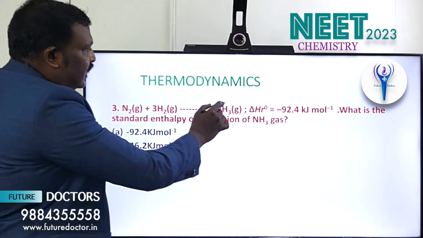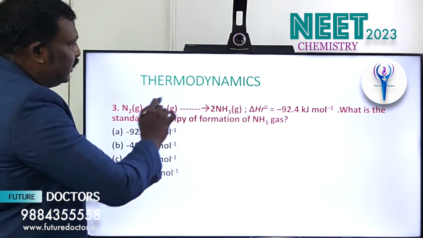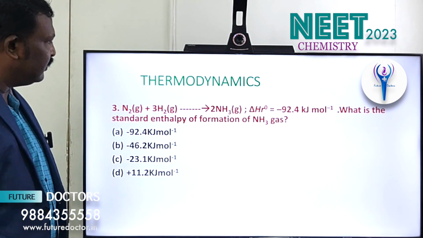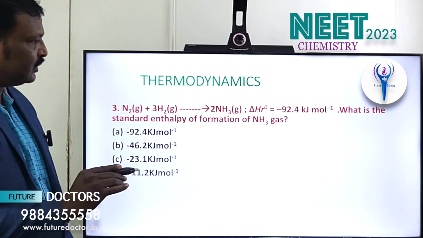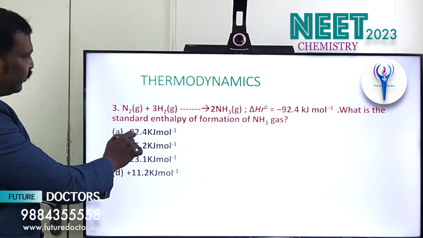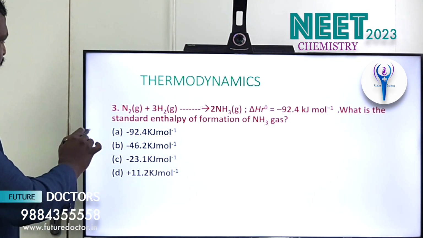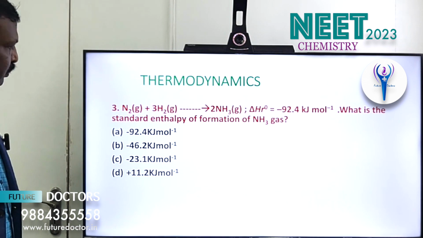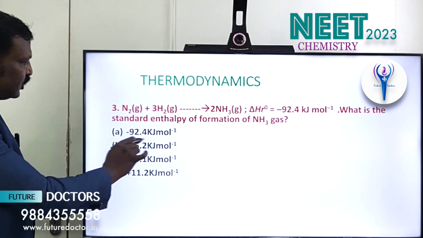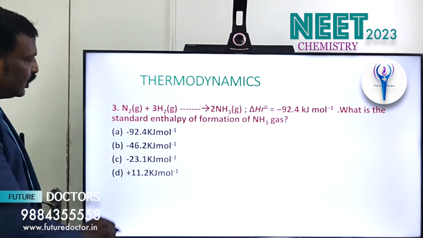Okay, the standard enthalpy of the reaction is given. You have to find out the standard enthalpy of formation. That's the question. Okay, here also we have one small formula. If you follow this, you can get the answer. Here option A, minus 92.4 kilojoule per mole. Option B, minus 46.2 kilojoule per mole. Option C, minus 23.1 kilojoule per mole. Option D, plus 11.2 kilojoule per mole.